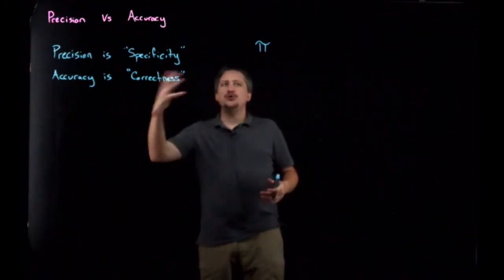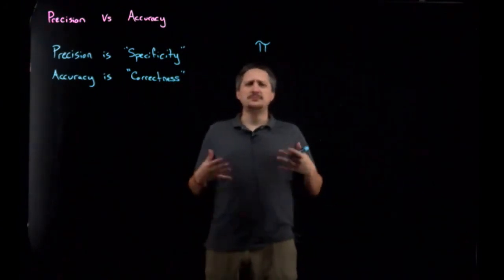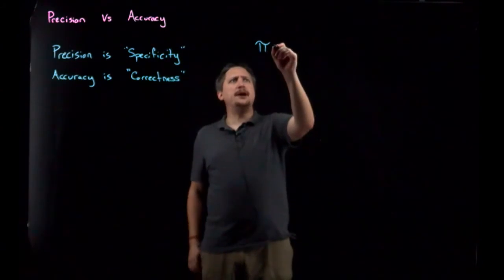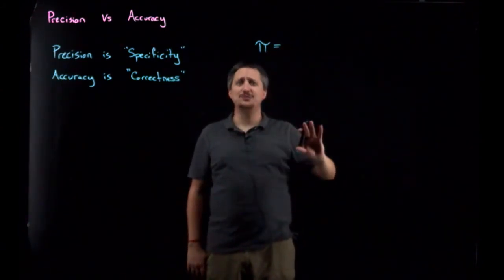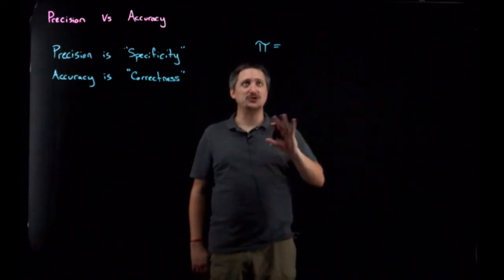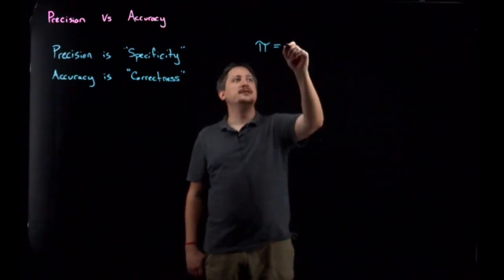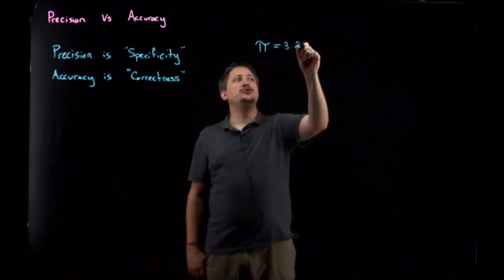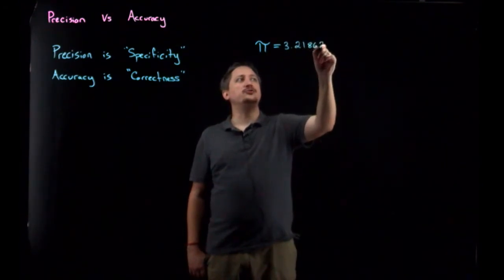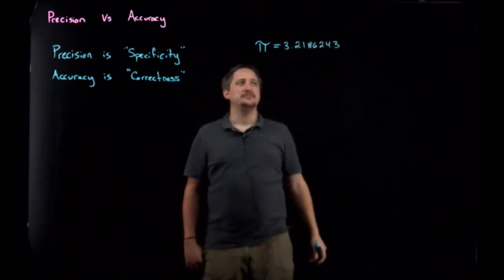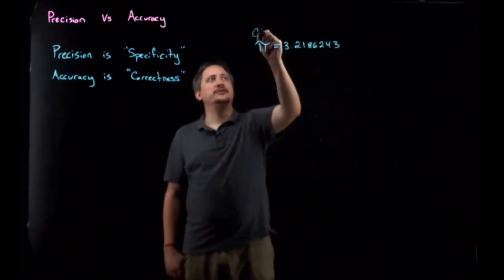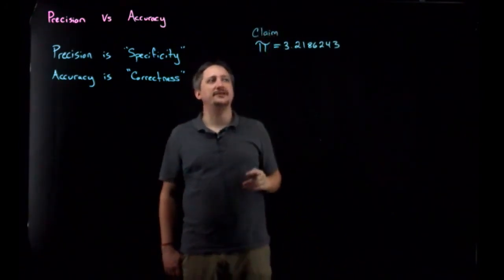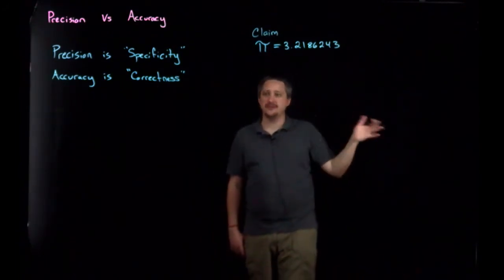So you could claim that pi is equal to, and to be clear, what I'm about to write is not true, 3.2186243. Right, so I could claim this. This is not true, right? Pi is actually 3.1415, etc.